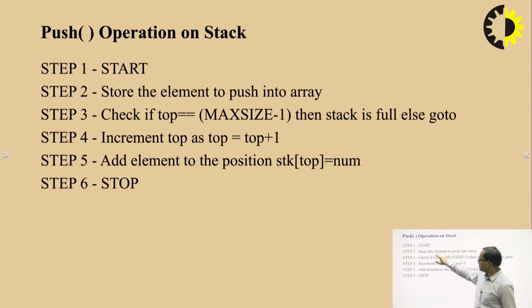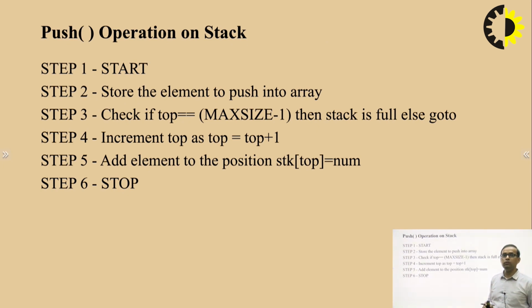First, start. Next, in step 2, store the element to push in an array. Check if top is equal to max size - 1. It means if the value of top is max size - 1, the stack is full. We cannot insert any element inside the stack. Suppose we have declared a stack that can store a maximum of 5 elements. So index will start from 0: 0, 1, 2, 3 and 4. When the last element is stored at index 4, max size is 5, 5 minus 1 is 4. So if the value of top is 4, it represents that the stack is full. We cannot insert a new element.